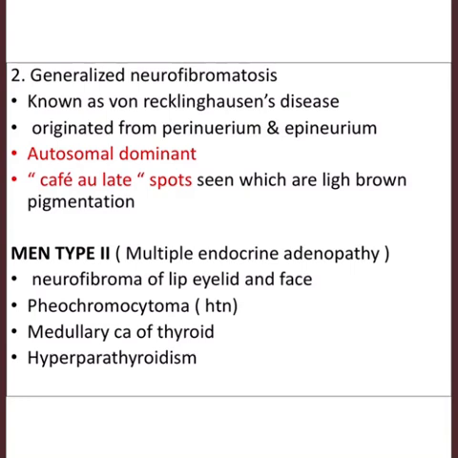Second is MEN type 2 disease, known as multiple endocrine neoplasia. These are also neurofibromatosis which occurs at the lip, eyelid and face. Seen in pheochromocytoma, medullary carcinoma of thyroid and hyperparathyroidism.